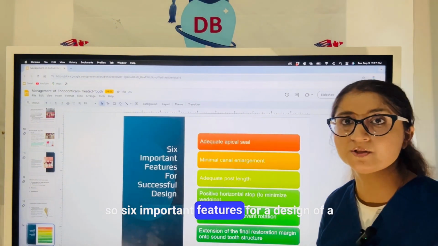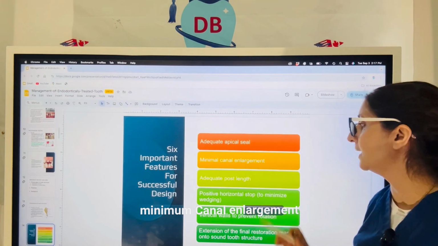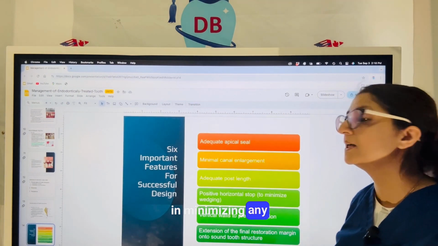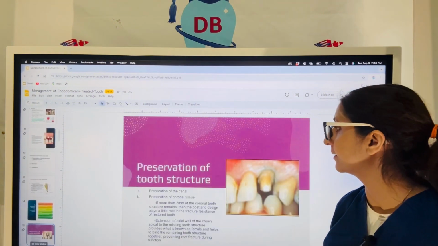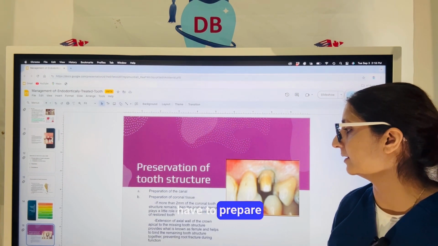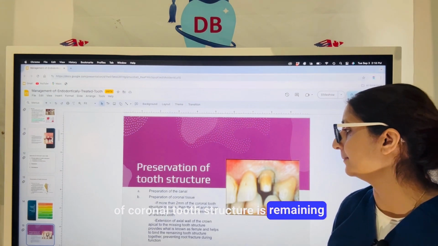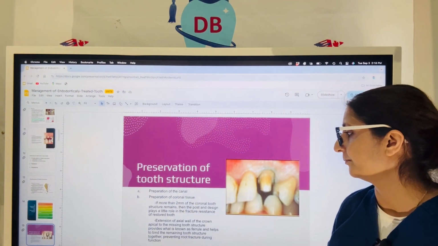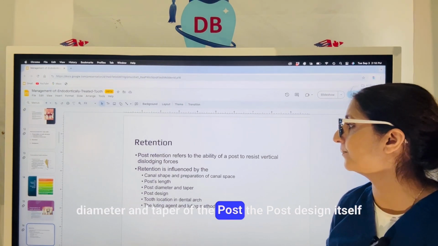So 6 important features for a design of a post and core are to give a good apical seal, minimum canal enlargement, adequate length of post, positive horizontal stop that will help in minimizing any wedging forces, then vertical walls that will prevent any rotation. So for preservation of the tooth structure, you have to prepare the canal and the coronal tissue. If more than 2 mm of coronal tooth structure is remaining, then post design will play a little role in the fracture resistance.